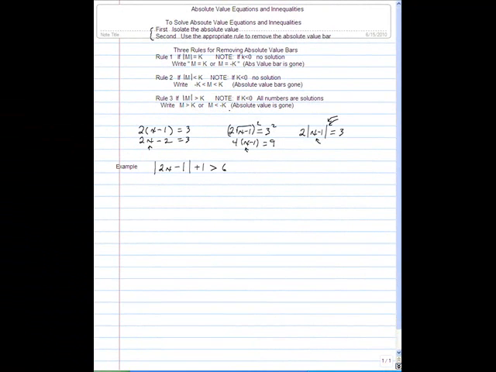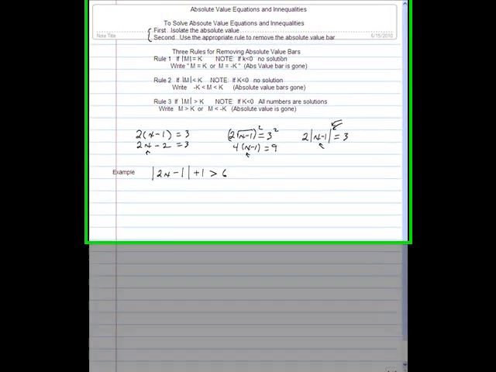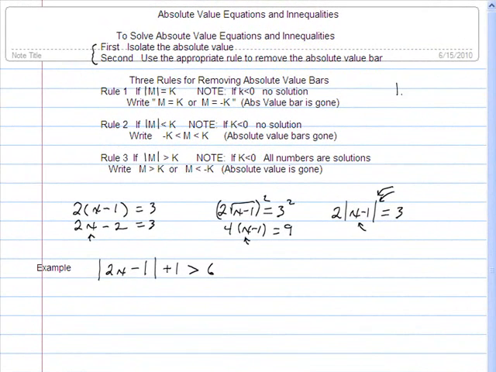Now, I do need to make a comment. Absolute values are never negative. Absolute value means positive value. So an absolute value is never negative. So the note under Rule 1 says, if k is negative, stop. This is not going to have a solution. If you have a problem like the absolute value of x is less than -3, just stop and say no solution, because an absolute value can't be negative.